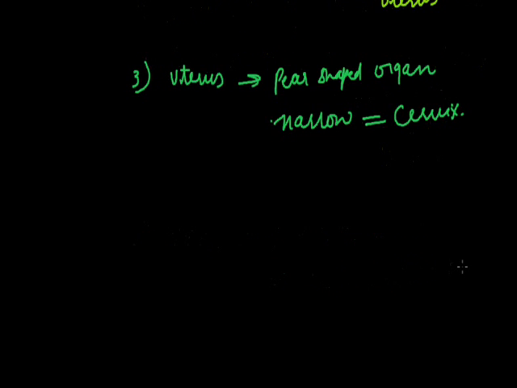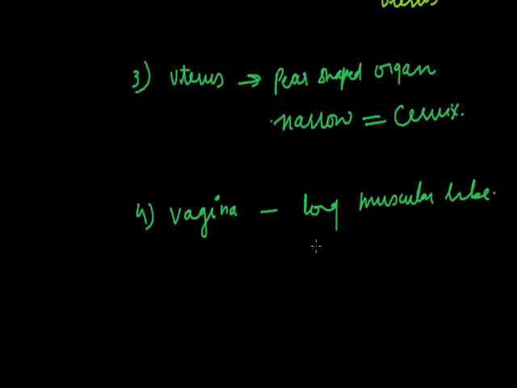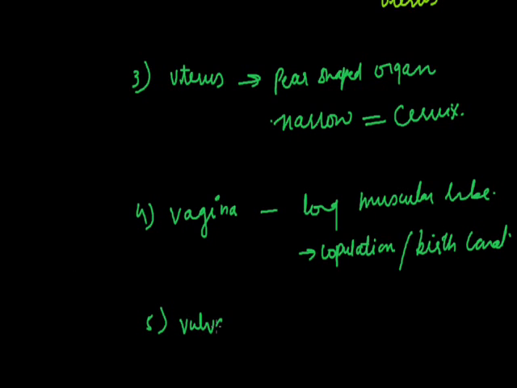The fourth part of the female reproductive system is the vagina. Vagina is a long muscular tube which extends in the front of rectum from cervix to vestibule. It acts as a copulation canal. It is also called the birth canal. The fifth part of the female reproductive system consists of vulva. It forms the external genitalia of females.